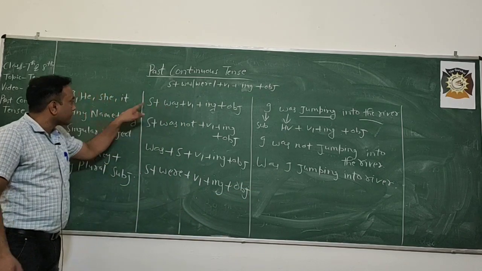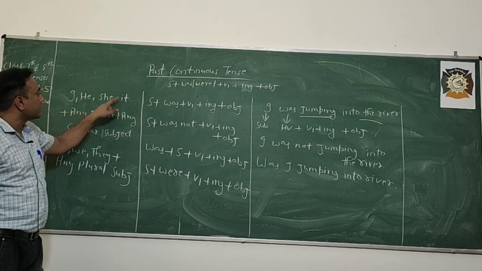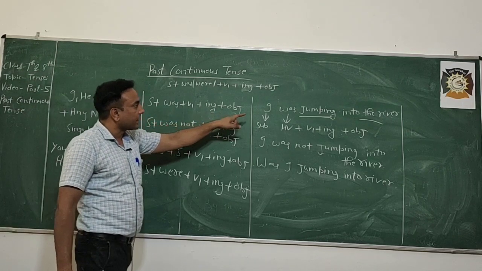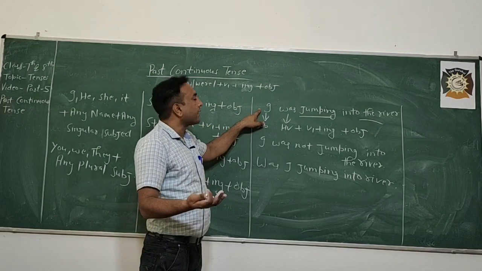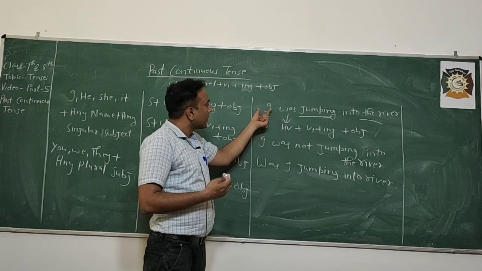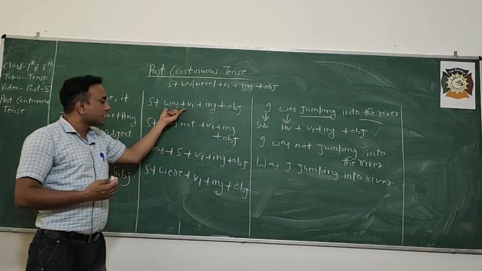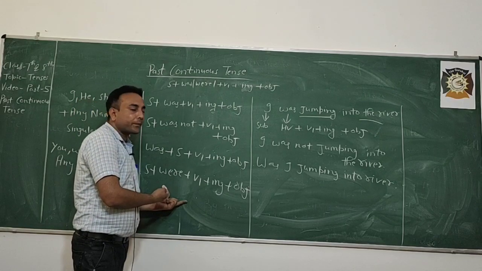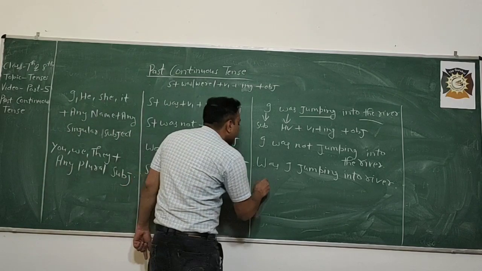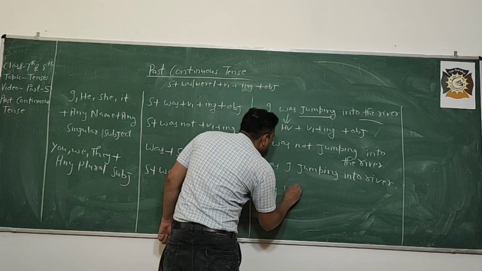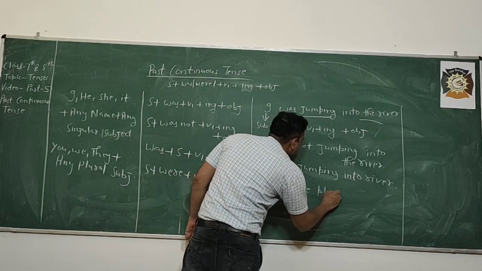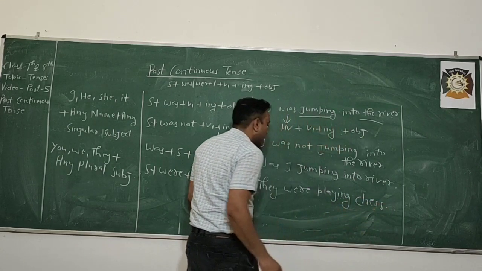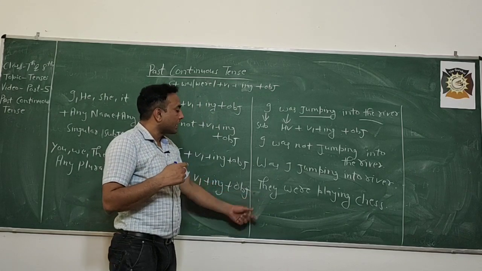Was is used with singular subjects like I, he, she, it, plus any name. Instead of writing I, if I write Radha, if I write David, was jumping into the river. If the subject is singular, we will use this formula. If the subject is plural, we will frame the sentences using the other formula. So how to frame the sentences? They were playing chess. Now you will do it with me, along with me.